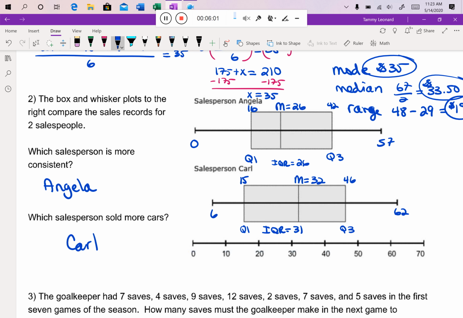Okay, in questions 3 and 4, you're asked to answer some problems that are very similar to what we just did in 1 and 2. So it's time to stop the video and do those 2 problems. When you're done, take a picture of your work and upload it in the Google Classroom.